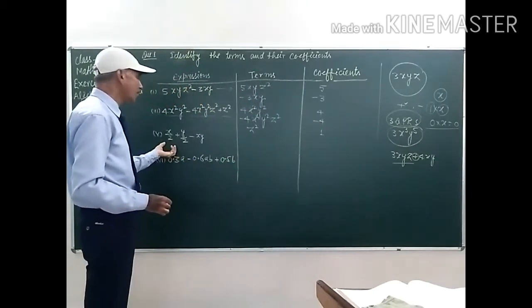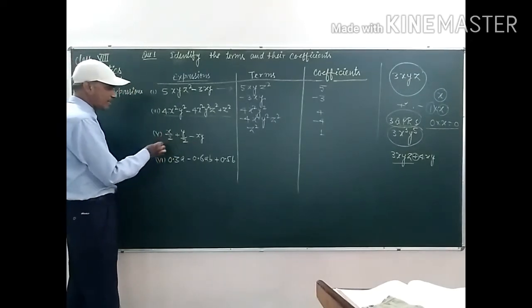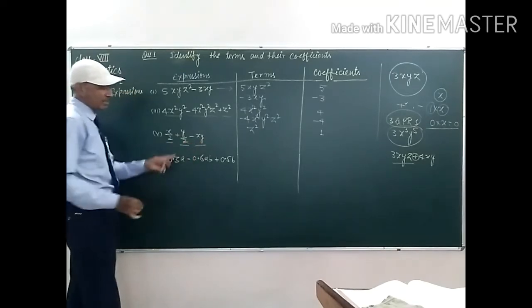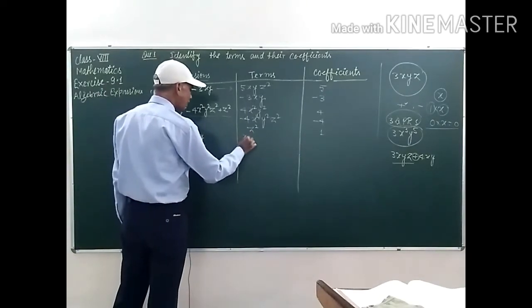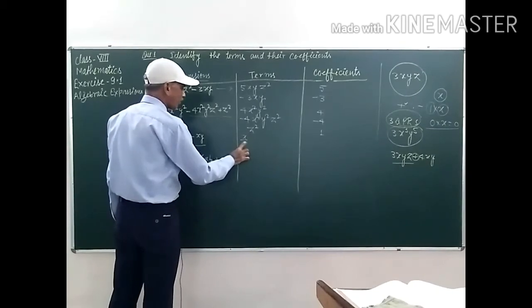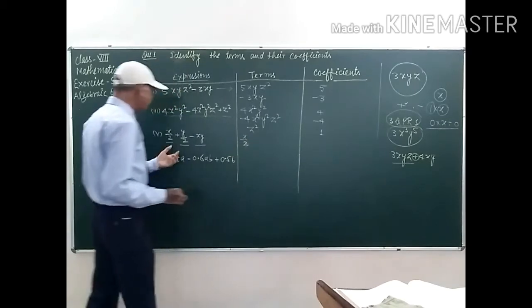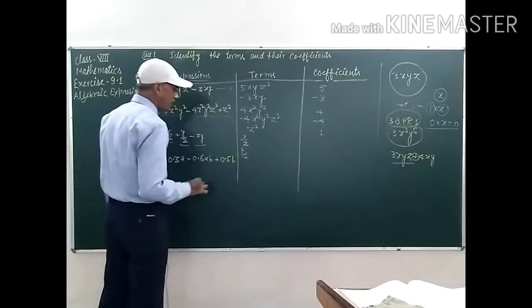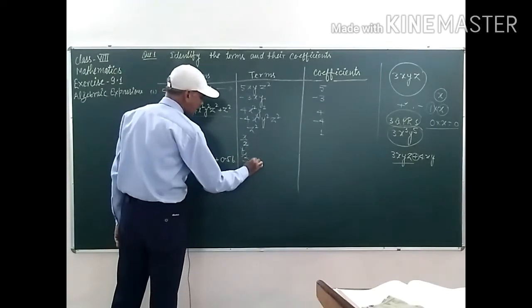And this term, there are 3 terms. Okay, in this expression there are 3 terms: first term, second term and this one third term. Okay, students? So the first term, that is x upon 2, and the second term is y upon 2 here, and the third term, student, is minus xy.